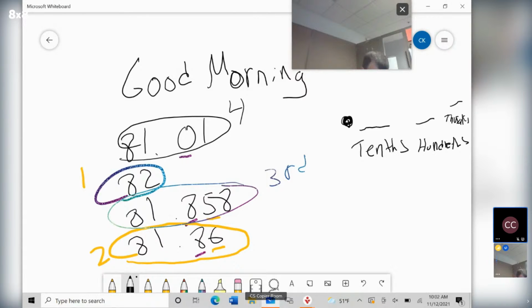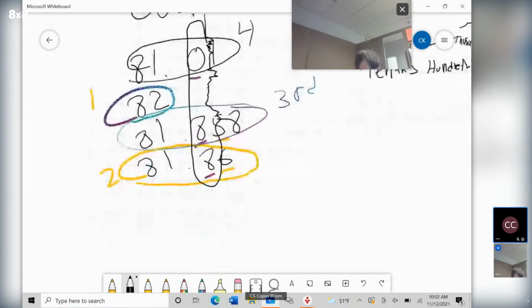In this case, really what we're comparing is this one right down here. It's going to be the tens place. And in a case where the numbers are equal, like the 8 and the 8, then we have to go one more over to the hundreds. And that's going to tell us what the biggest one is. So let's do another one here.